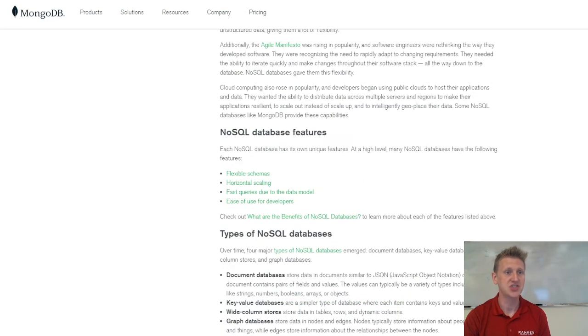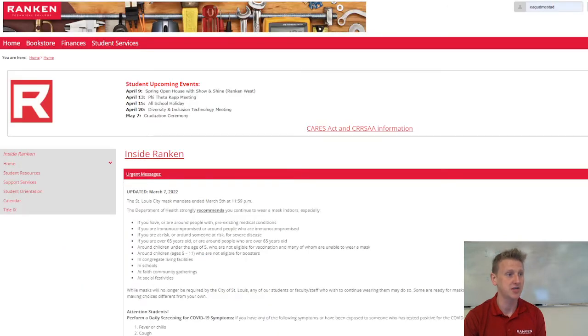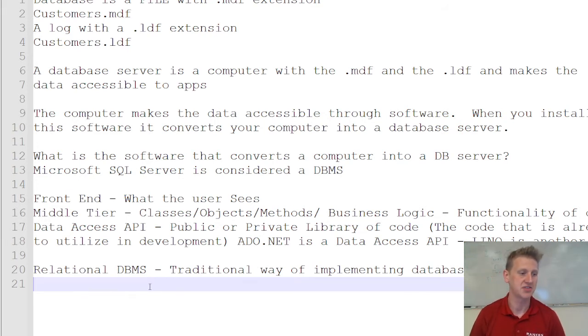So just to touch on the different types of database management systems that are out there, there's basically relational, then there's NoSQL. We are studying relational databases. What does that mean? We're not studying NoSQL.